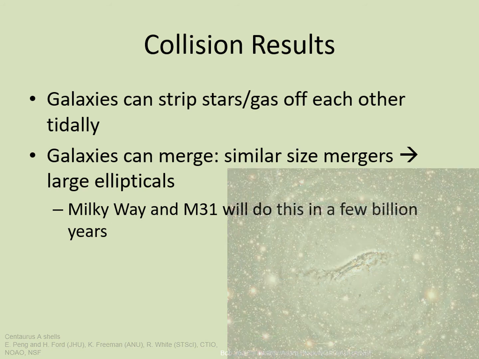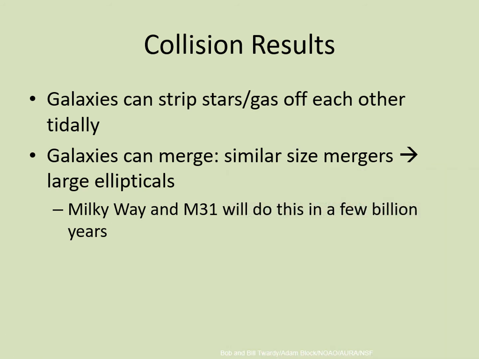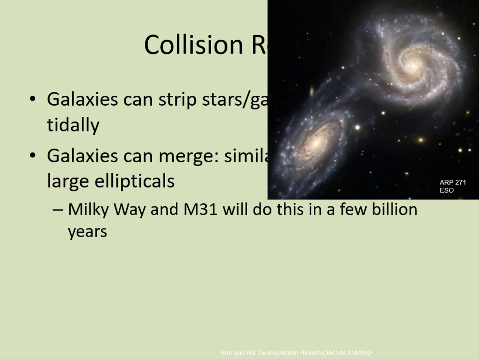In our own local group, the Milky Way and M31 are moving towards each other, and it's likely that they'll collide like this in a few billion years. Before the Sun turns into a red giant, it may find itself in a very different looking galaxy.